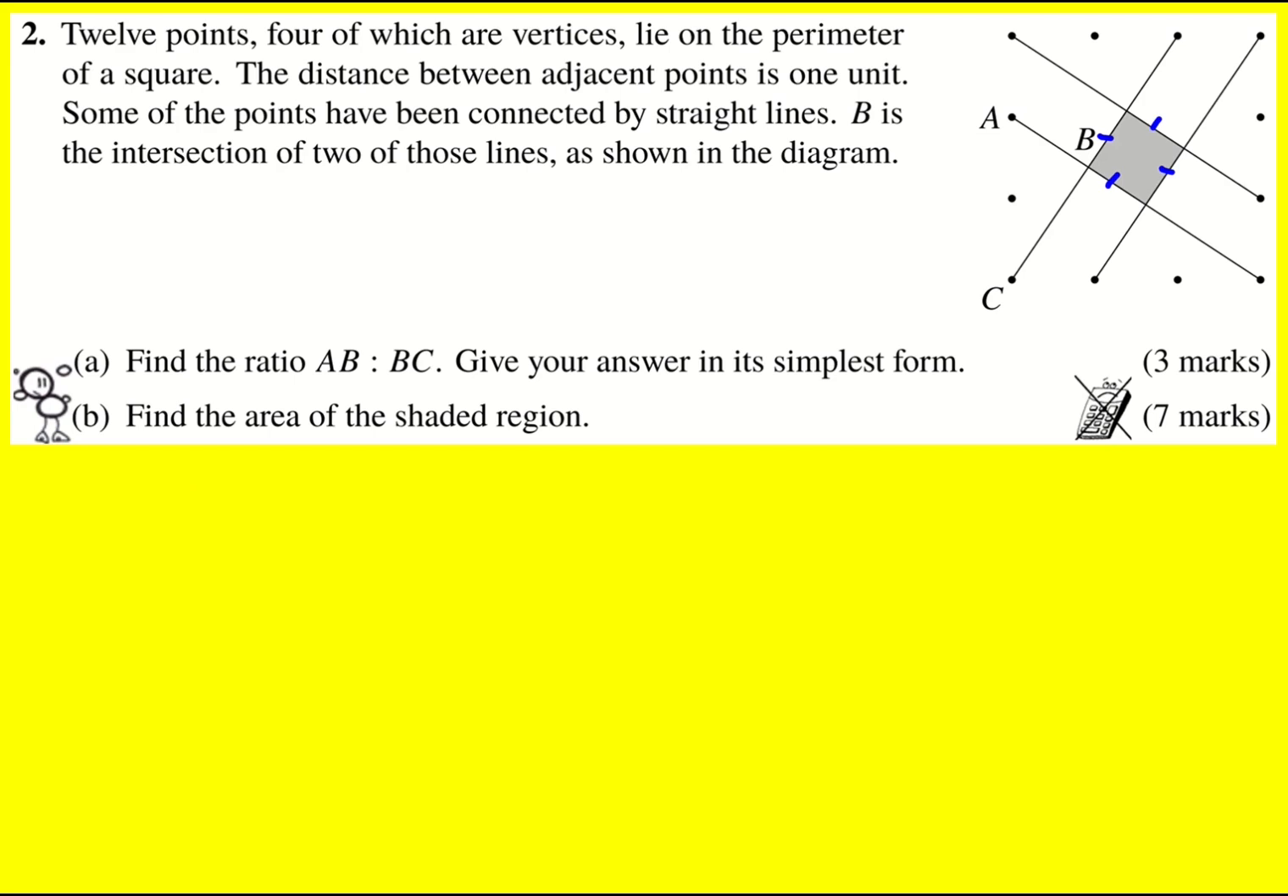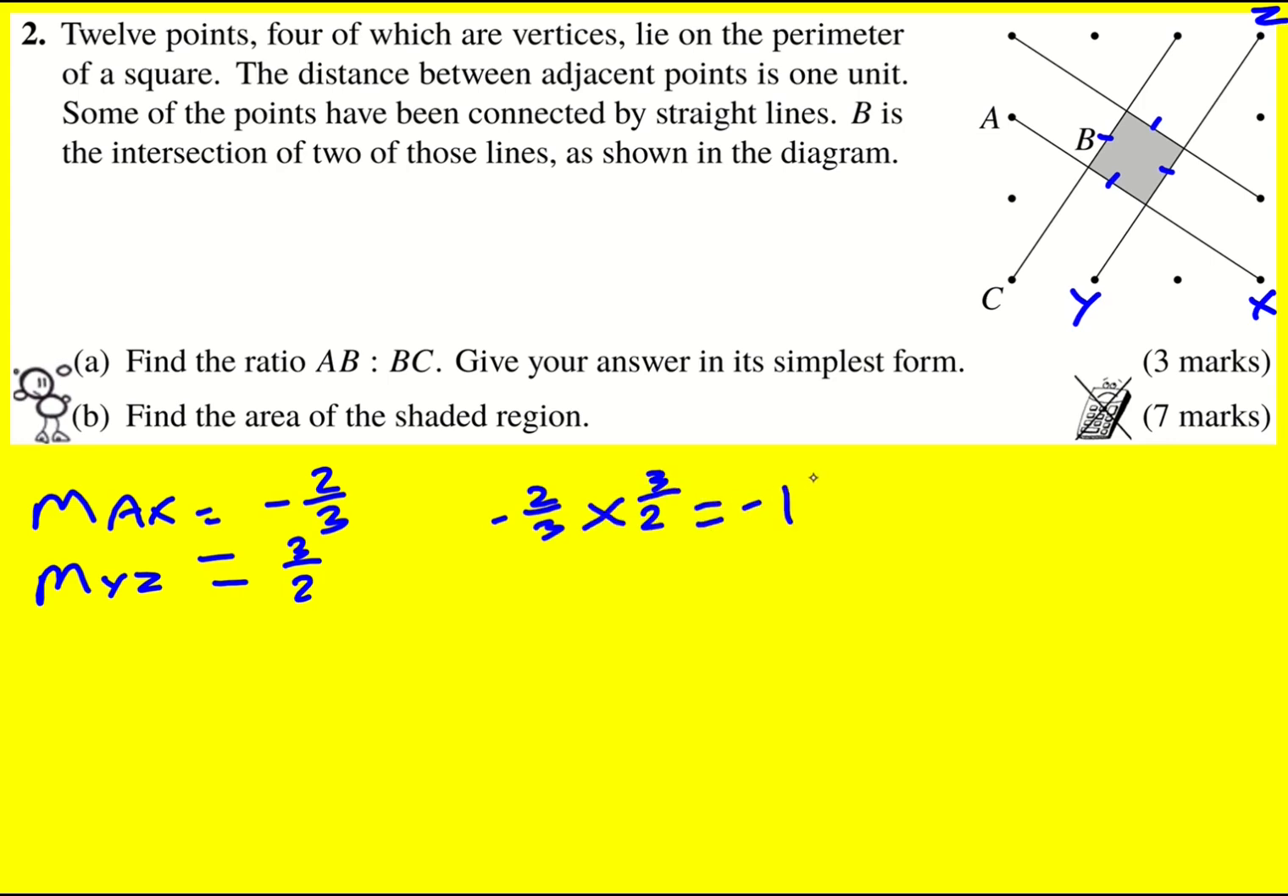And then if we're trying to show that this is a right angle, we could look at the gradient of, let me call it AX. So AX, well, I'm going down 2 and along 3, so it's going to be minus 2 over 3. And then let me call this Y and Z. Then the gradient of YZ is equal to 3 over 2. And these two multiply to give minus 1. So AX and YZ will be perpendicular, and this will be a square.